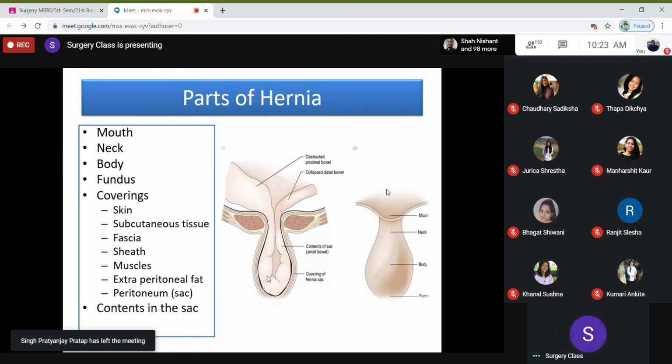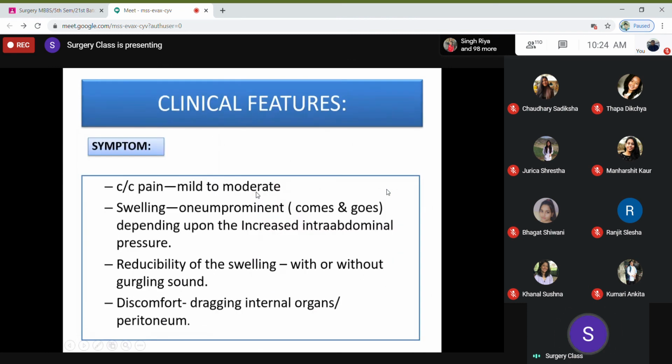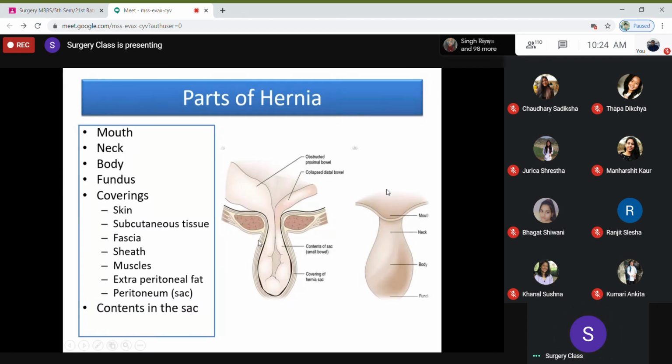Okay, the narrower the neck, the chances of getting hernia obstruction or irreducible hernia are very high, because once the intestine comes out, it is so tight here, it's very difficult to push back. So always try to push from one end, slowly, slowly. You can do forceful pushing of the intestine, you can do it like that.